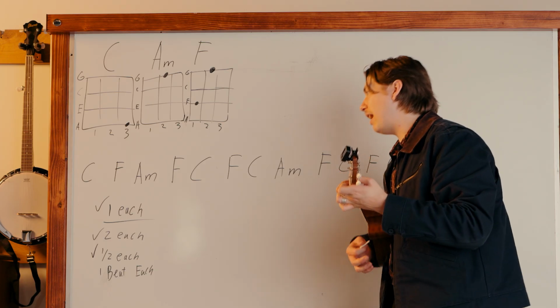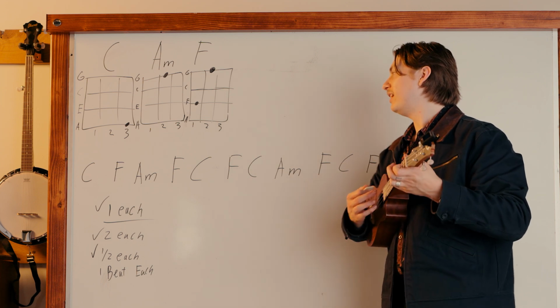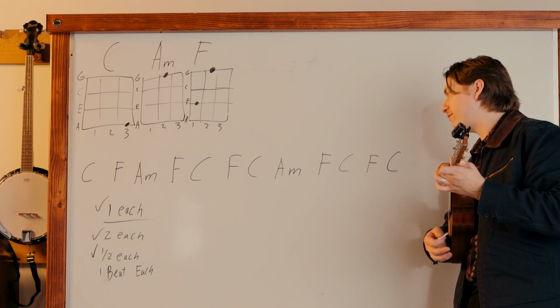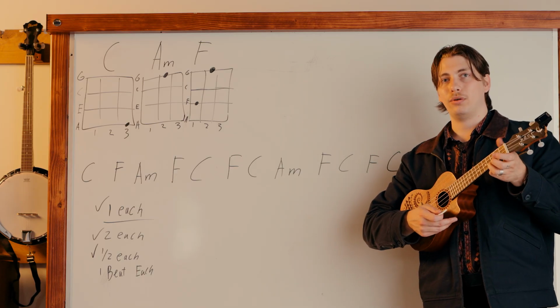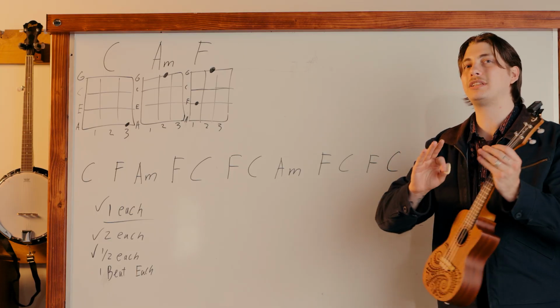C, F, A minor, F, C, F. You got it. C, A minor, F, C, F, C. Whew. That's a lot faster, right? Okay, let's try it one more time. Try it with me. Ready?